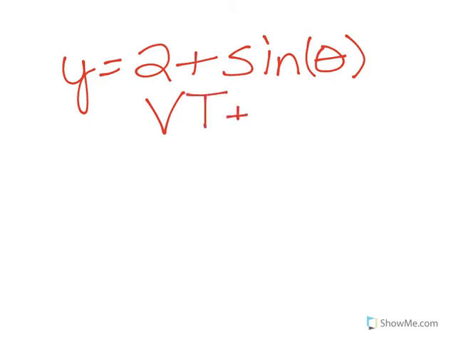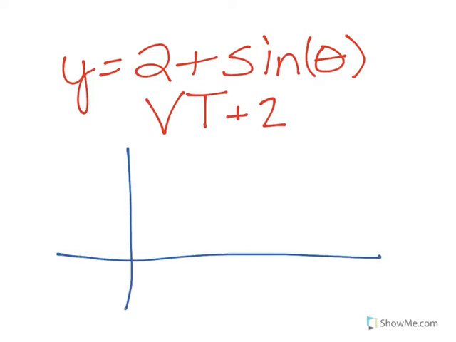Translation plus 2. So this is going to vertically move the graph up 2 units. If this is my original sine graph, after the transformation, it's going to be like that, shifted up 2 units. Okay, now we're going to go ahead and do some things horizontally.